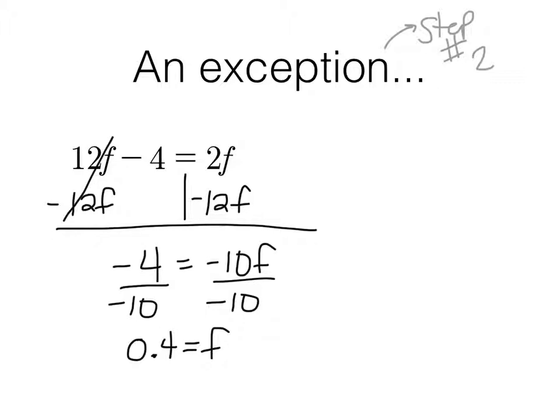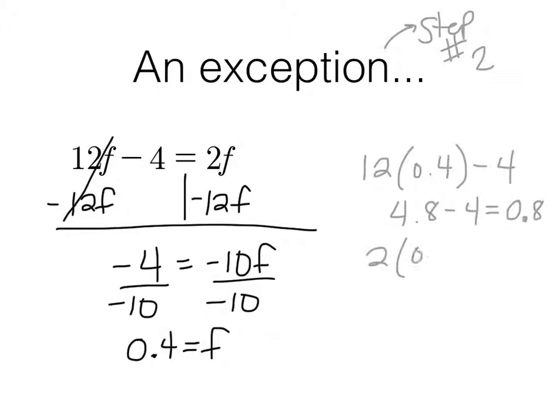So I go back to my original equation. I plug in the number I got for f, and I do the math. 4/10 times 12 is going to be 4 8/10. Minus 4 is 8/10. And on the right-hand side, it's 2 times f. So 2 times 0.4, 0.8. They are equal. I know I got it right. So we solve the equation, we check the equation, and we're done with the process.